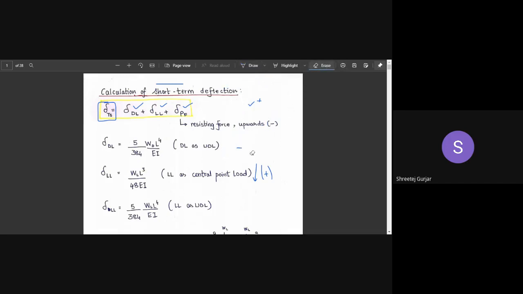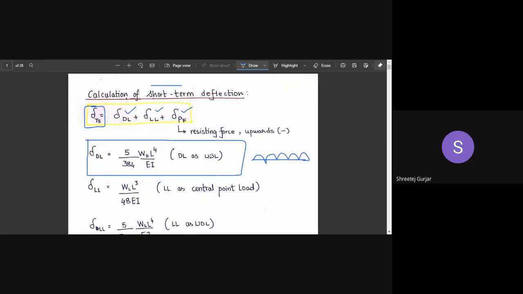So after this, we have a few cases under live load. Dead load is usually acting as a UDL, right? Dead load, which we calculate as WD using self weight and density of concrete, is distributed like a UDL throughout the span on our beam. So we use this formula 5 by 384 WD L raised to 4 by EI. So we will be using this for UDL as a dead load.